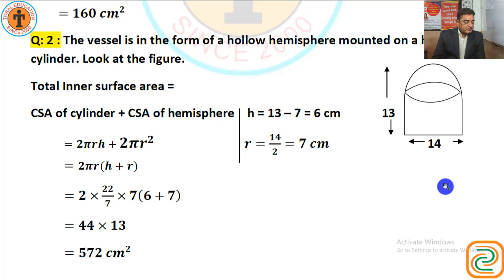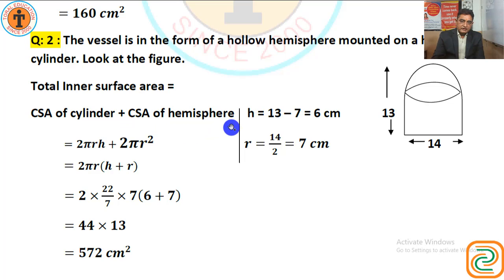The diameter of the hemisphere is 14 centimeter. This is the diameter, it is 14 centimeter. And the total height of the vessel is 13 centimeter. So find the inner surface area of the vessel. Inner surface area means curved surface area of the cylinder plus curved surface area of the hemisphere. That will give us the inner surface area.